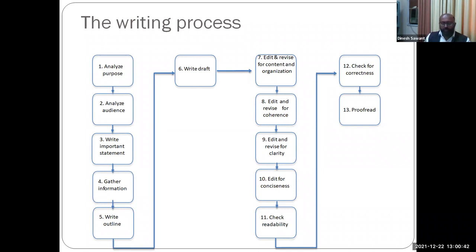Then edit and revise it for clarity. Whatever jargons are there, whatever extra sentences are there, you can make them specific or short, or you can remove them. And edit for conciseness, make it as concise as possible, and check readability. So after doing all these things, whether I'm able to read and understand it myself, whether it is in one flow, whether it is well connected with the first line, second line, and last line, and whether it conveys the message which my work is saying.